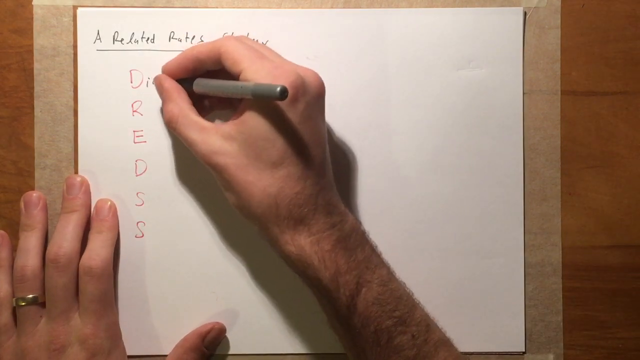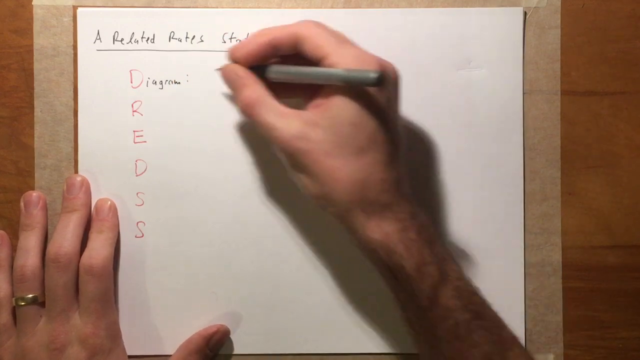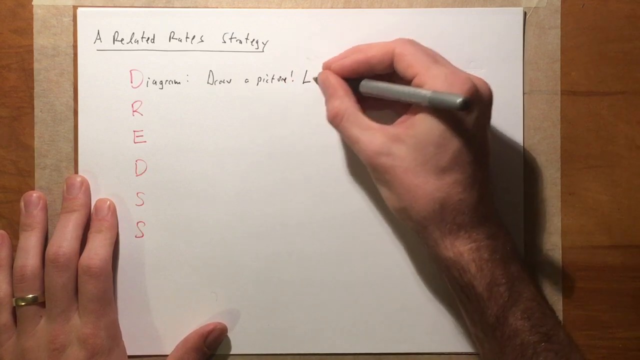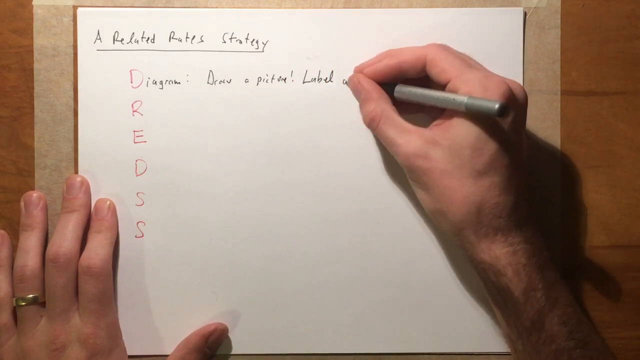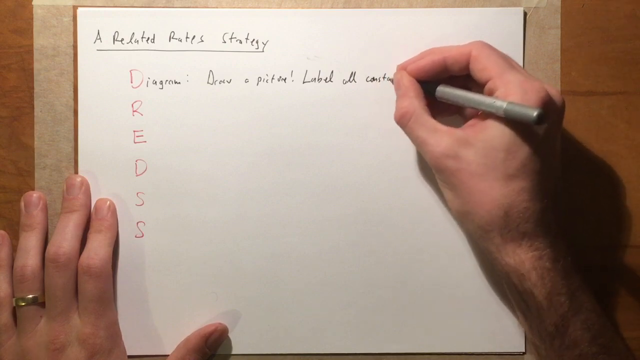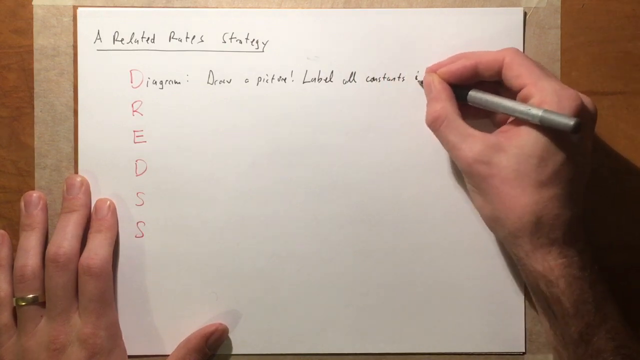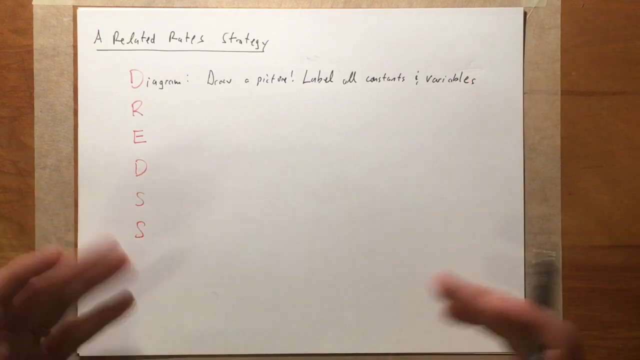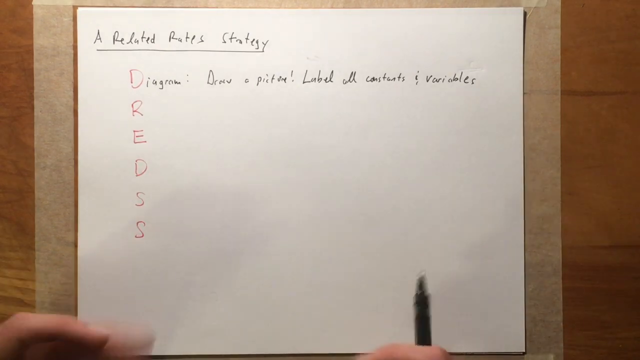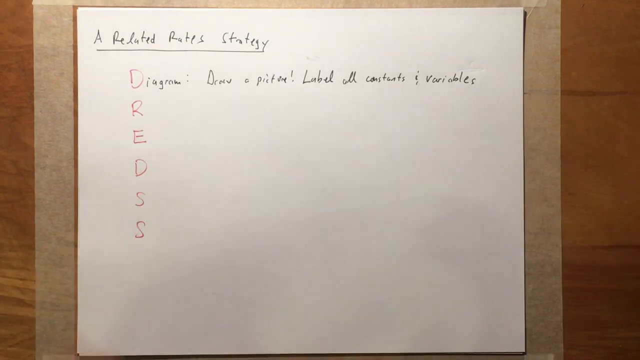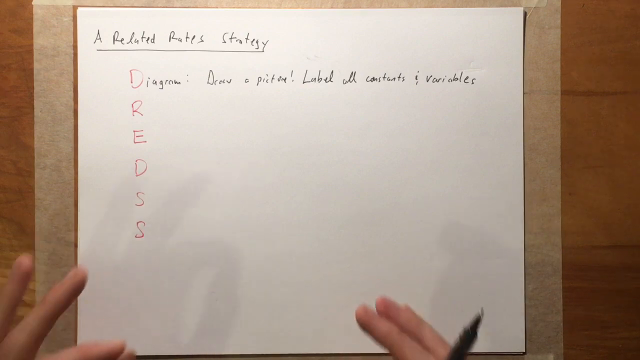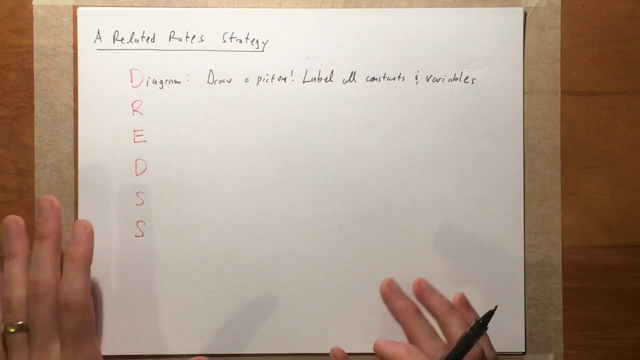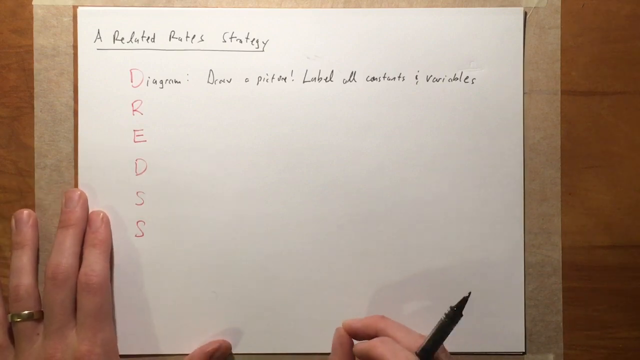So the D stands for diagram. The idea with that is draw a picture. And what you want to do is label that picture with all of the constants and variables. So if there's any measurement, if there's any distance or angle or area or anything like that which is a constant in the situation that's described in the problem, you should label that constant. But if anything is changing with respect to time, then make sure you label it as a variable.